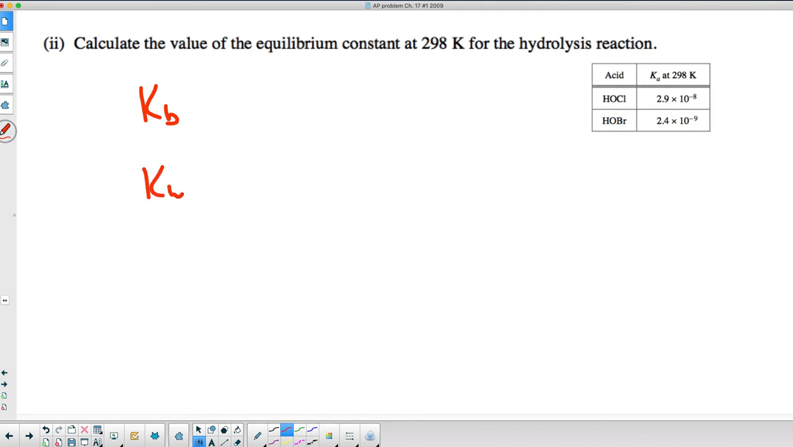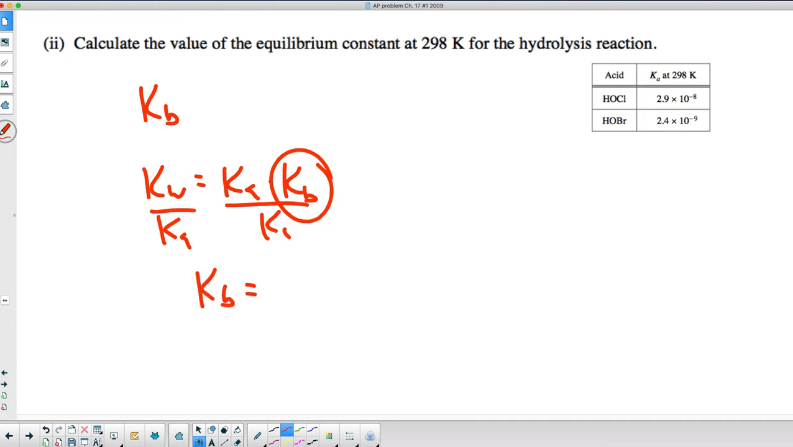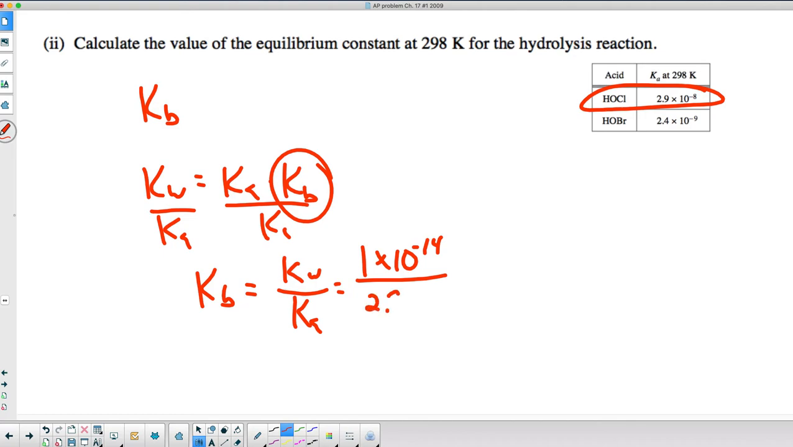Well, here's what we do know. Kw equals Ka times Kb. So if I'm solving for Kb, I divide both sides by Ka, which gives Kb equals Kw divided by Ka of the same system. Here's the Ka of HOCl. We all know Kw is 1 times 10 to the negative 14th, divided by 2.9 times 10 to the negative 8th. When I divide those two, I get 3.4 times 10 to the negative 7th. There's my Kb.